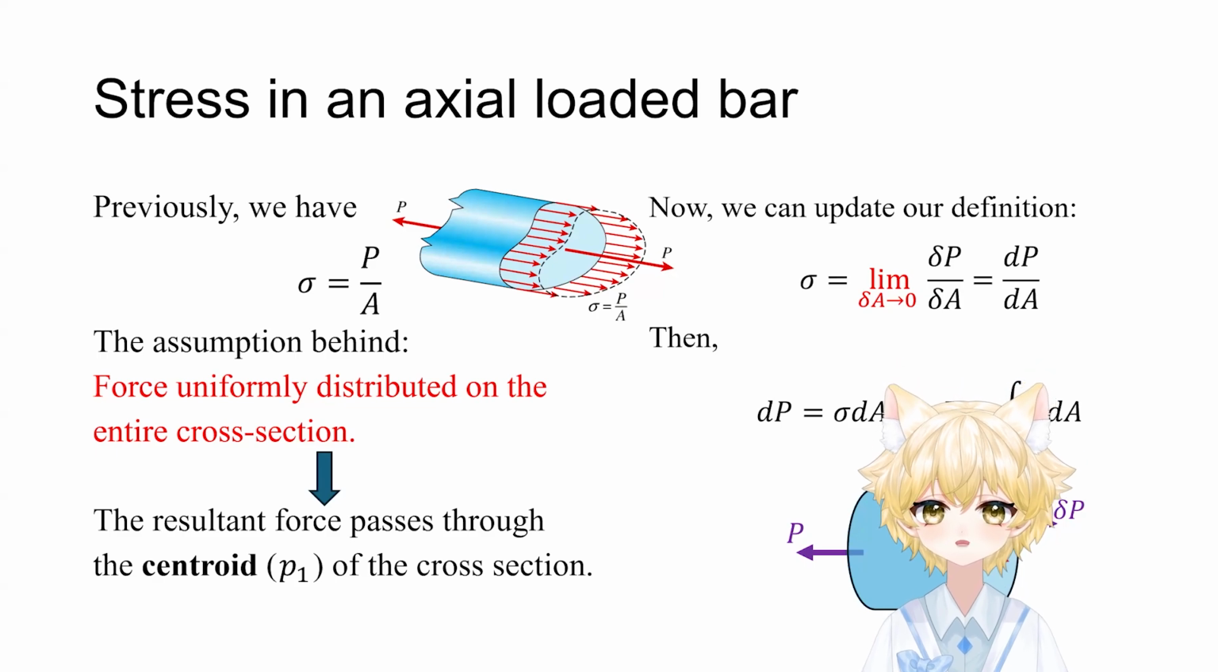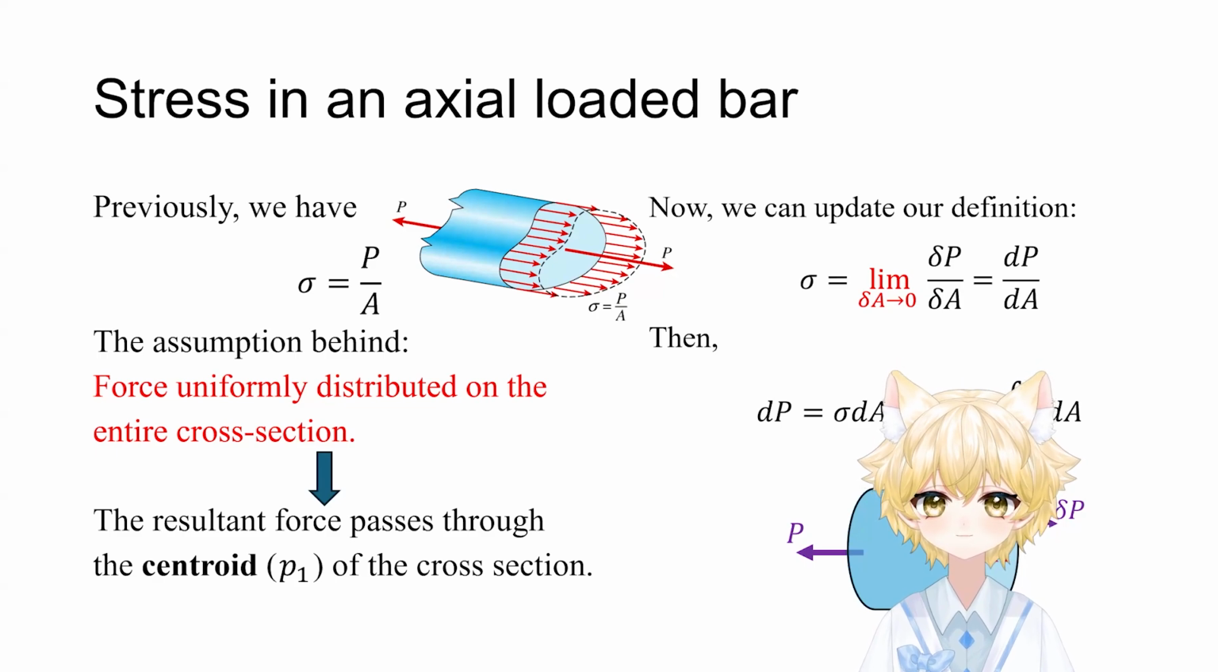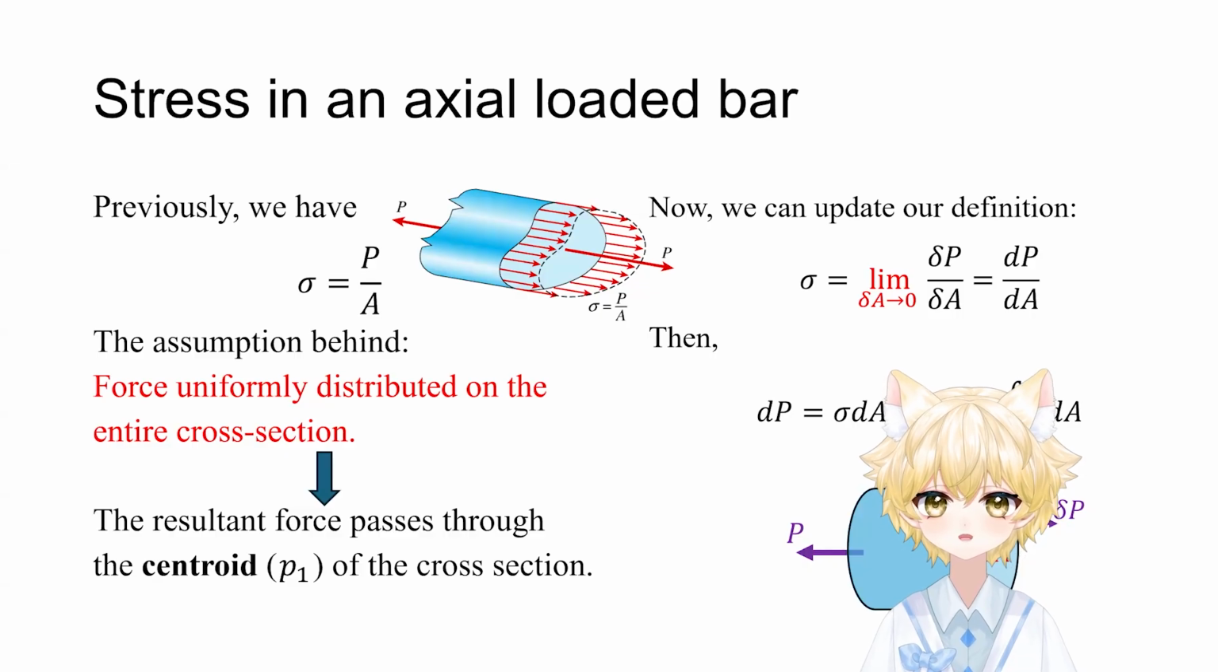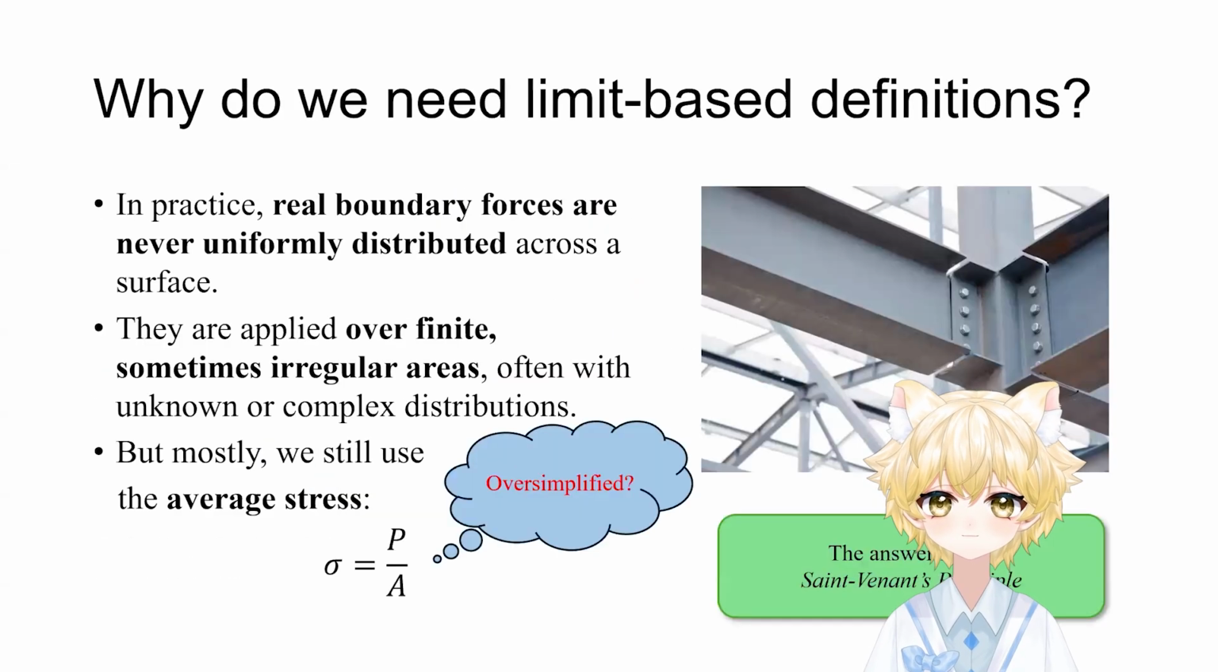If we want to find the total force P from this distribution, we have to sum up all these tiny stresses by integrating sigma over the area, right? Because sigma equals P over A, then P equals sigma times A. If the sigma is defined differentially, then we just integrate it. We can get the total force acting on this plane, right?